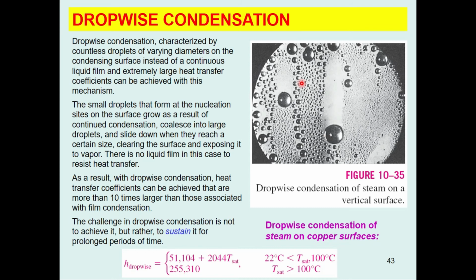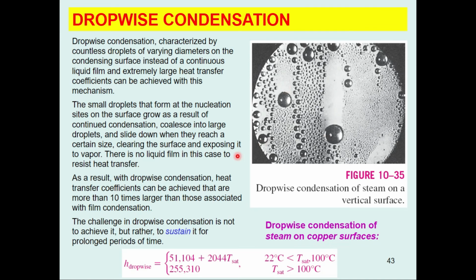So ultimately only those droplets will fall down which become bigger in size, and they will slide down because of the effect of the gravity force. So they will clear the surface and expose it to the vapors further. There is no liquid film in this case to resist the heat transfer. So in this case the two droplets are moving down. This is the first one and this is the second one, and they are big enough in size that they will flow down under the gravity force.